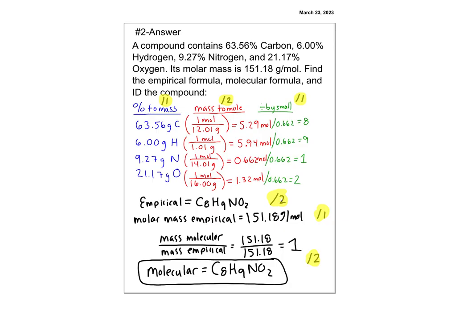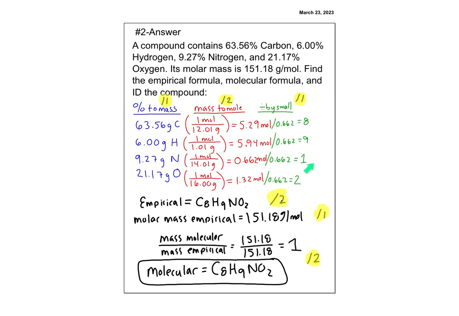All right, this one is worth a lot of points. So first, percent to mass. In my rhyme, percent to mass, mass to mole, divide by small, multiply till whole. That's only if it's necessary. So I turned all my percents for each element into grams. Then mass to mole, I used the molar mass for that element in mole island to go from grams to moles for each one. Now I look at all 4 options. The smallest out of the 4 is 0.662. So I divide everything by 0.662.